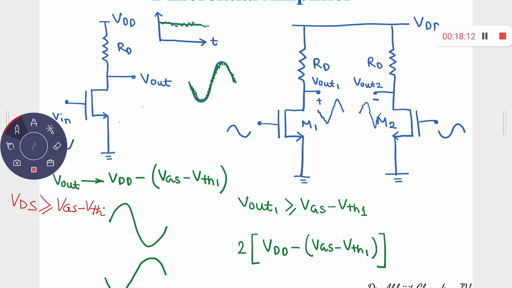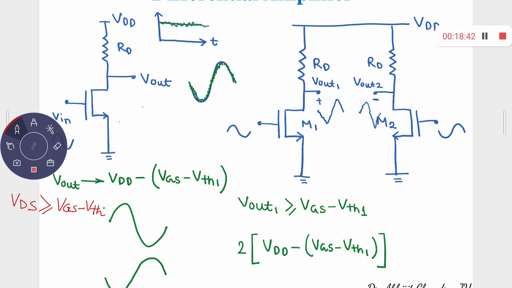VDS, Vout1 or Vout cannot be less than the gate source minus threshold, the overdrive, and cannot be more than the supply VDD. It should be in between that. So what is the range available to us? VDD minus gate source minus threshold, VDD minus this overdrive. That is the range available for this Vout for this single ended amplifier.